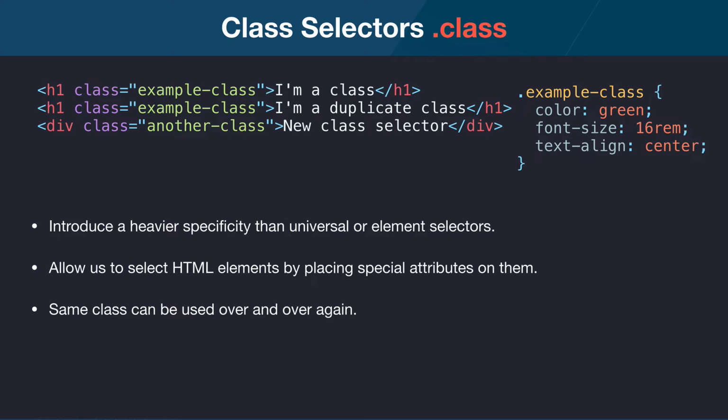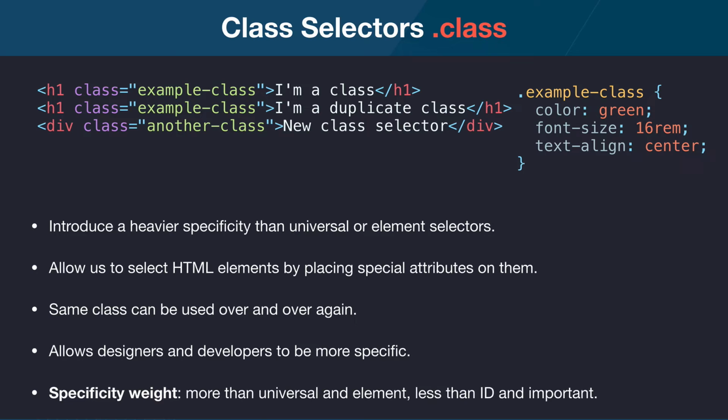So in our example here, we're using example class on multiple h1s. That h1 will be styled specifically with these particular styles. Any other h1s with different classes will get different styles. It allows designers and developers to be more specific. So this is the idea of the communication between a designer and developer. That social contract between your developer and your designer is built around this idea of being able to select elements and style them in this way. Classes are probably the most commonly used way of styling items on your web page. The specificity weight of classes is more than universal and element, but less than ID and important, which we're going to go over.